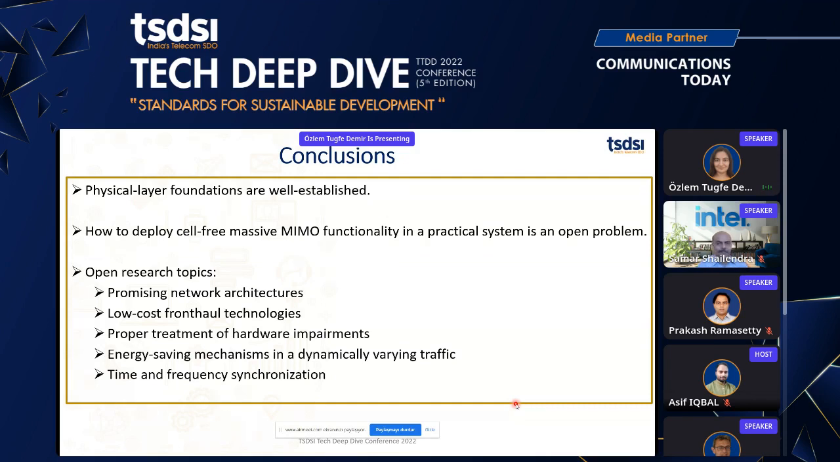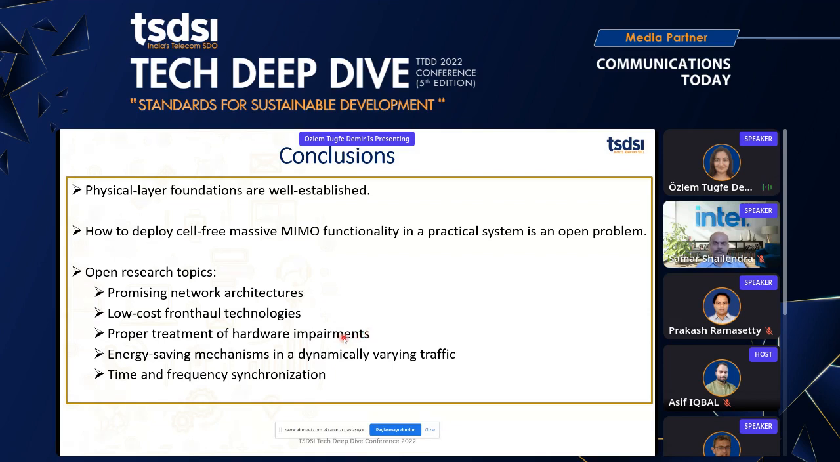And there are important open research questions in terms of this end-to-end network architecture, like promising network architectures. We are only looking at the C-RAN architecture in a basic way. And also these low-cost fronthaul technologies. Now we assume error-free wired fronthaul technologies, but how to benefit from other low-cost fronthaul technologies such as wireless technologies or combined fiber-wireless technologies. And also there are lots of hardware impairments we need to take into account that can affect the performance.